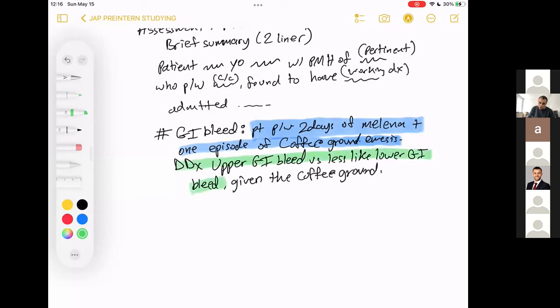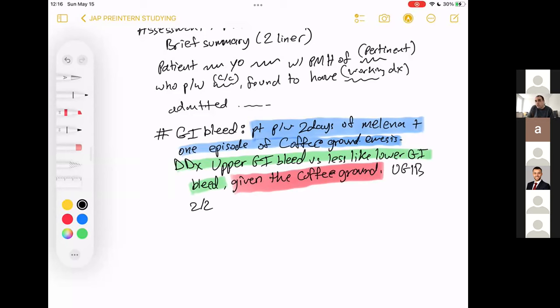And you also mentioned why not, and you excluded one of them. You said, okay, coffee ground emesis, so it's less likely lower GI bleed. It's more likely upper GI bleed. Again, you establish some sort of differential, okay? And then you can also expand and know this upper GI bleed secondary to, then you're gonna go more into your differential, okay?